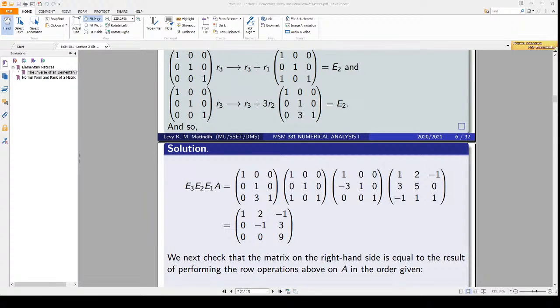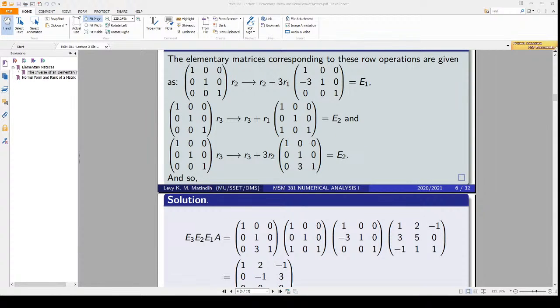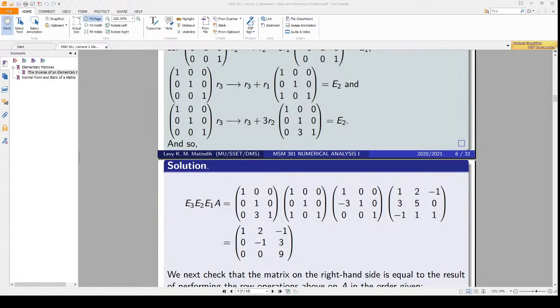So now, if we apply these 3 row operations consecutively on matrix A, is the final matrix that we are going to get exactly the same as this matrix that we found by multiplying the product of the 3 elementary matrices with matrix A? This is the question that we are trying to answer.